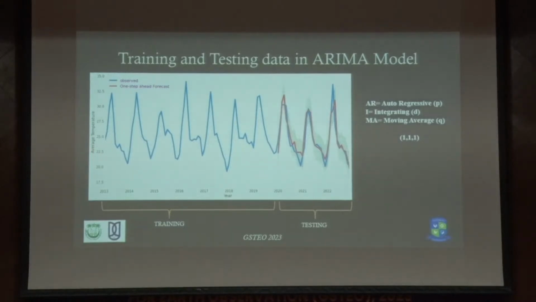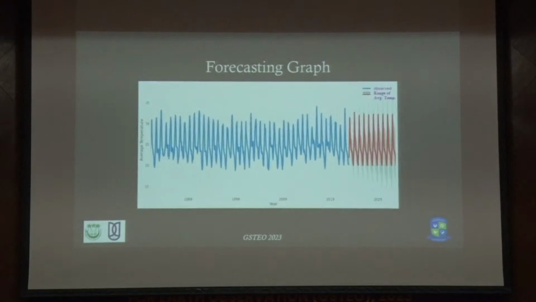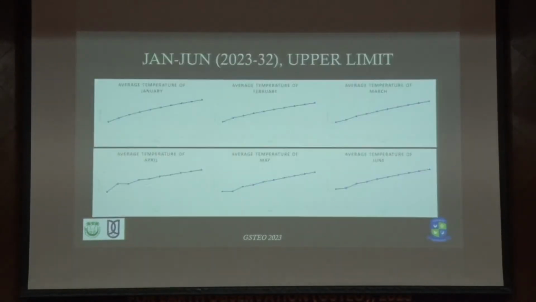After we got satisfactory results, we modeled these things for the forecasting purpose, and here's the plot. Now we took the upper limit, or the maximum it can go, the worst scenario, and we can see the upward trend in all the months. I would like to bring your attention, in the month of April, we are seeing that the average temperature can rise up till 39 degrees.